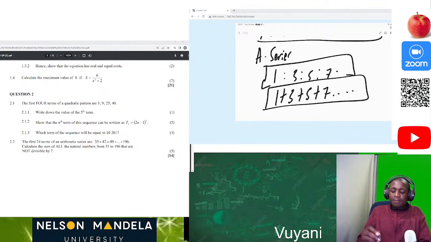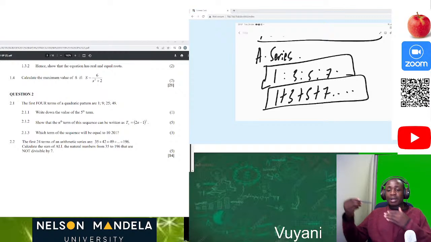So in a series we are now adding what we had in a sequence, just like a soapy. We know that today they end here, tomorrow they start from where they ended. So we start here where we finished yesterday, then we continue. If initially in the sequence we had 1, 3, 5, in the series it's going to be 1 plus 3 plus 5 plus 7.